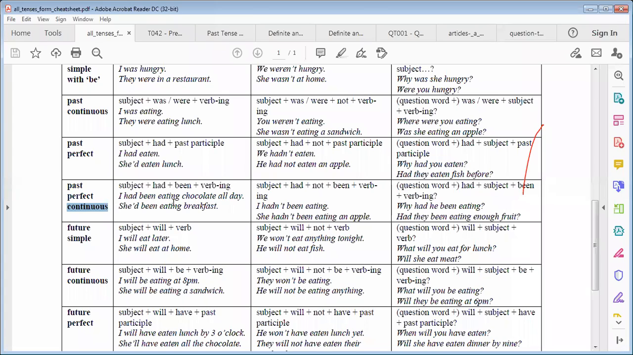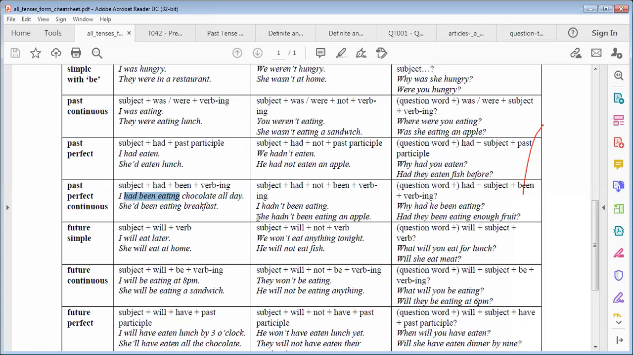I had been eating chocolate all day. She had been eating breakfast. How are you going to identify the tense if this is the sentence given to you? Look at the verb. Eating, verb plus ing, continuous tense. Been, B-E-E-N, is a past participle which comes in perfect tense, and had is used in past tense. So the tense of this sentence is past perfect continuous.